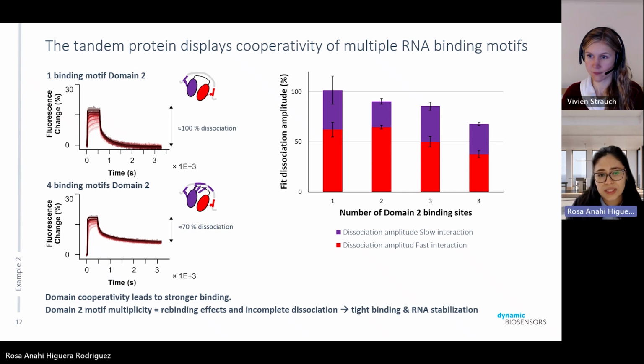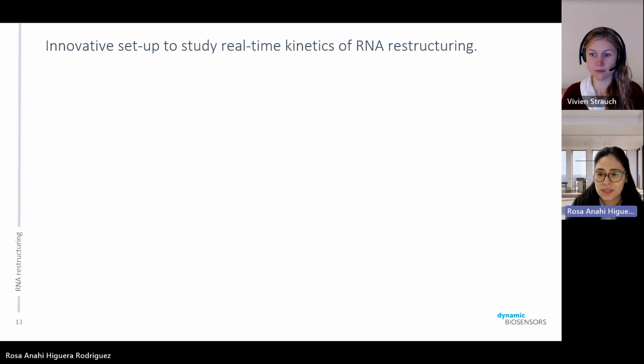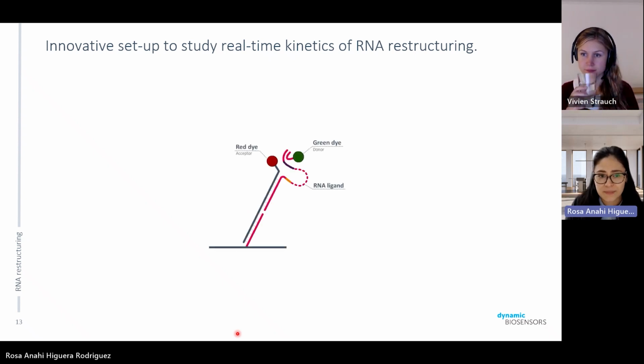Now, the second thing that we wanted to test on this protein was what I mentioned at the beginning, the RNA looping. So this protein is thought to actually loop the RNA around itself when it binds. So we created a setup where we could actually monitor this looping or this RNA restructuring, and we use Förster resonance energy transfer for this type of assay.